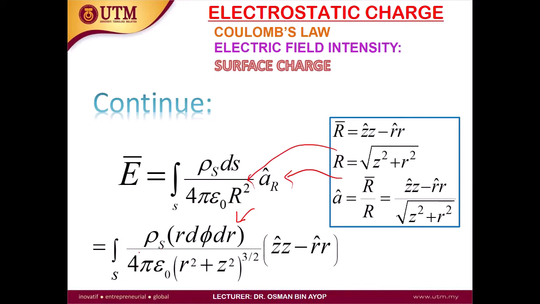You will obtain this form: the integration of rho s r d phi dr divided by 4 pi epsilon naught times r squared plus z squared to the power of 3/2, times the vector R.